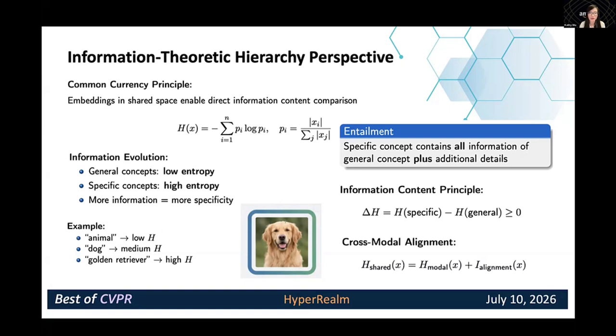Here is a beautiful connection. In our shared embedding space, we can measure information content via entropy. This gives us a common currency to compare images and text. And low entropy means general, and high entropy means specific concepts near the boundary. Distance preserves information theoretical relationships. It's a principled grounding of multimodal hierarchies in information theory and differential geometry.